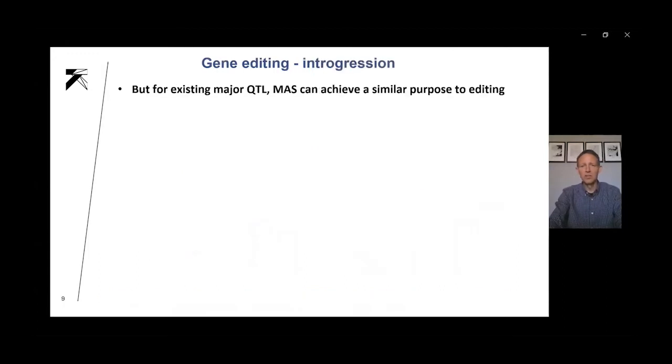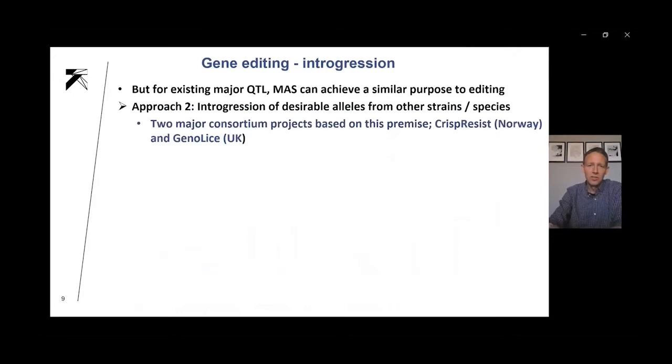So this was an interesting scientific discovery, but of course we know that for existing major QTL, marker-assisted selection can, to a large extent, achieve a similar purpose to genome editing. So another interesting approach is introgression of desirable alleles from other strains and species.